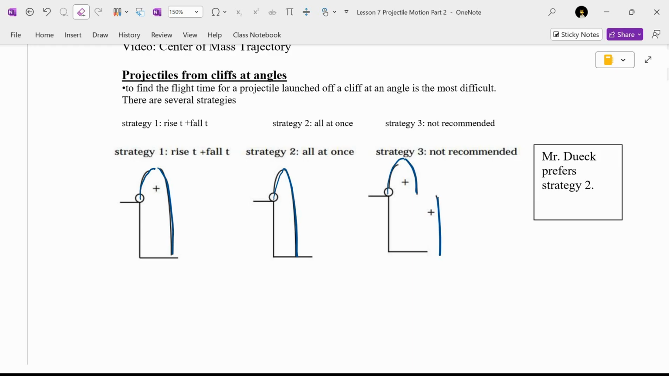So on your test, which is October 9th, so 2 weeks from now, I said you're going to have 4 written questions. One is going to be an airplane in a crosswind or a boat crossing a river. One is going to be a projectile launched horizontally from a cliff. One is going to be a projectile launched from the ground at an angle. Did I say angle components? And the toughest, it's going to be a projectile launched from a cliff at an angle.